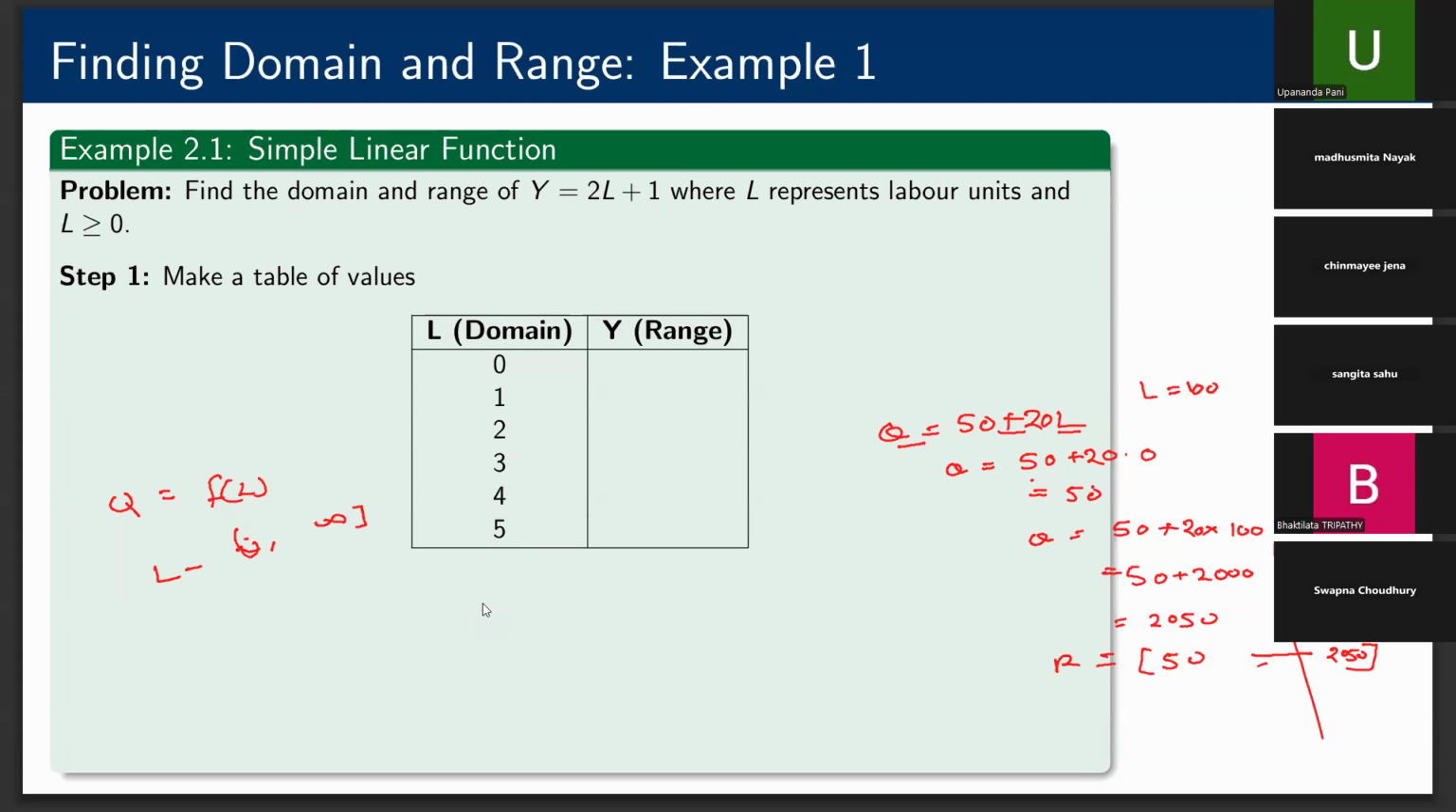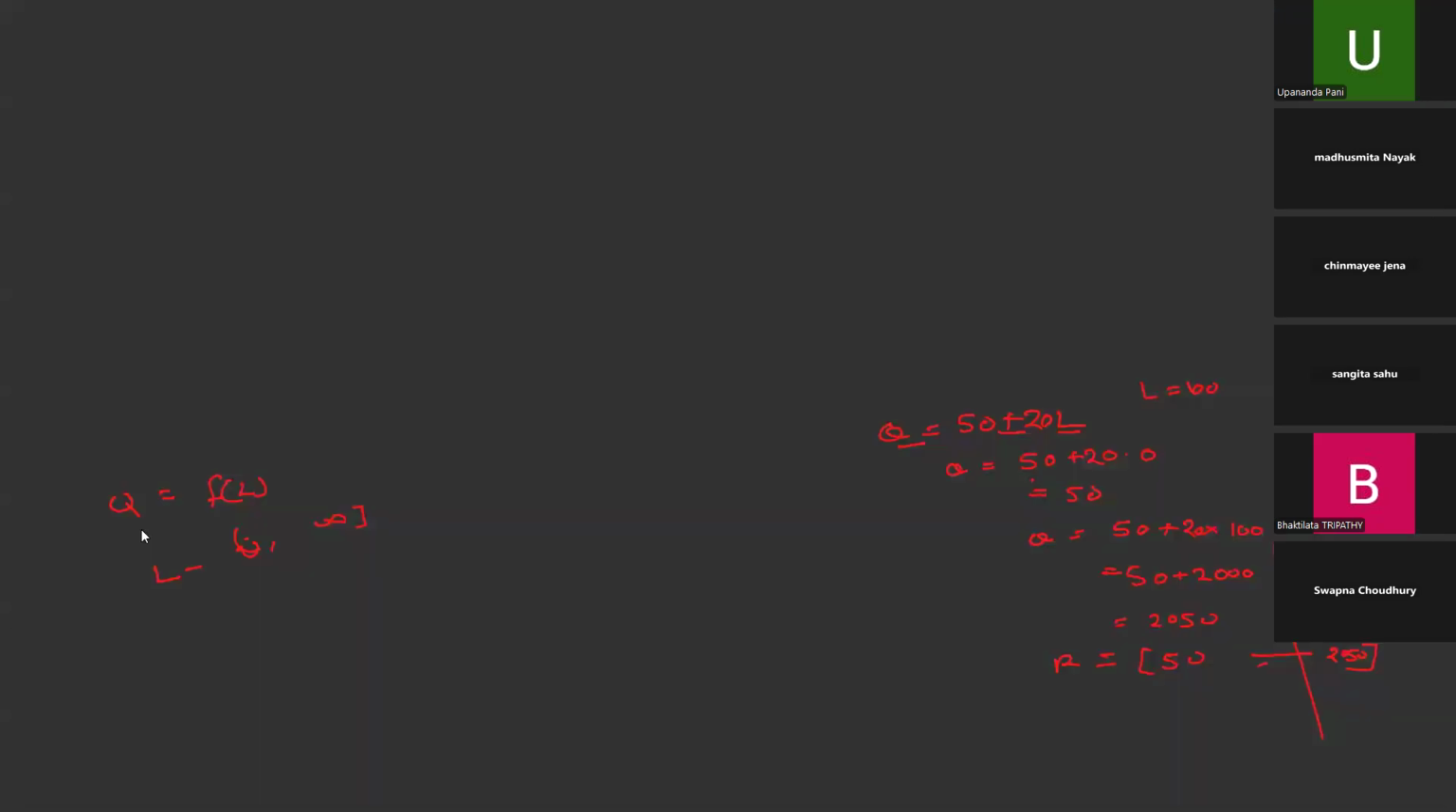So what will my range be here? Can anyone say what the minimum value of the range will be? In this function, y equal to 2L plus 1, what is the minimum value of the range? Ma'am, 1. Then it will go on increasing, like 1, then the second comes up 2 and 3, then comes 5, and so on. So we can calculate domain and range. There will be no issue.